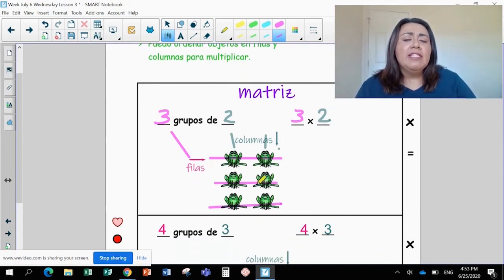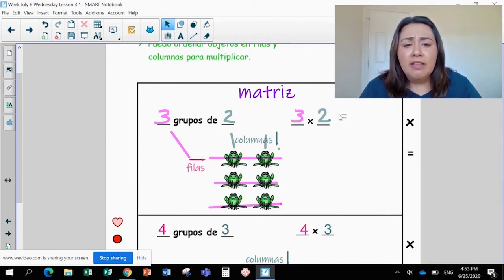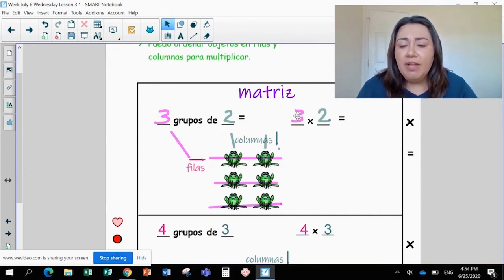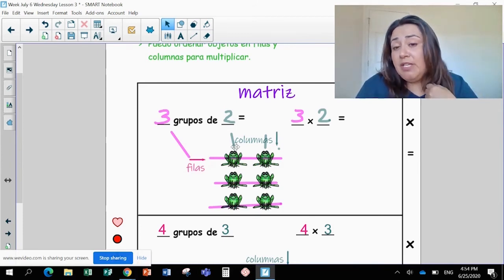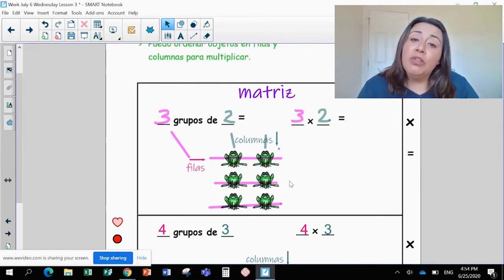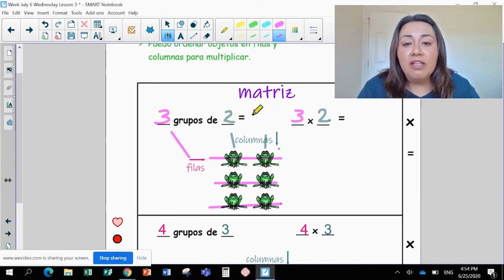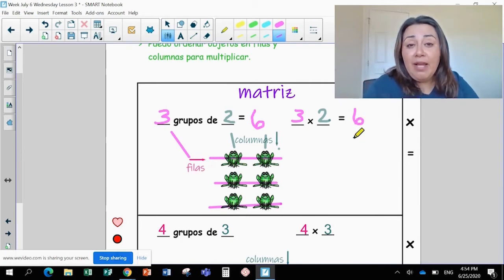Niños, tener las ranas aquí en una fila bien ordenaditas les ayuda a resolver este problema. ¿Cuánto es la respuesta? ¿Tres por dos es igual a qué? ¿Tres grupos de dos es igual a qué? Vamos a ver, podemos contar de dos en dos porque eso ya sabemos hacer. Dos, cuatro, seis. Si todavía no sabes contar de dos en dos, puedes contar individualmente. Uno, dos, tres, cuatro, cinco, seis. Así que la respuesta de tres grupos de dos es seis. Este se llama el producto. ¿Puedes decir esa palabra? Producto.